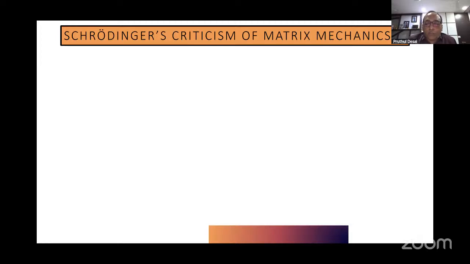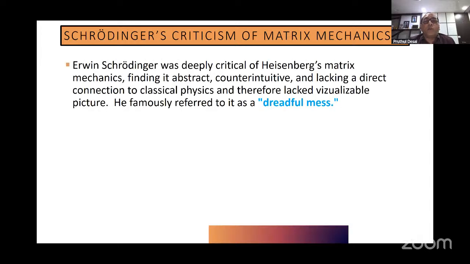Although these two gentlemen had their own view of looking at nature at the most fundamental level. But when matrix mechanics was put forward by Heisenberg and Bohr, Schrodinger had his own reservations about matrix mechanics. So he was deeply critical of Heisenberg's matrix mechanics, finding it abstract, counterintuitive, and lacking a direct connection to classical physics. And therefore, since it lacked a visualizable picture, he famously referred to it as a dreadful mess.